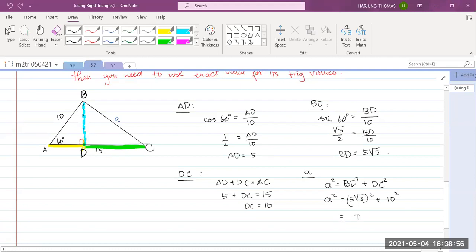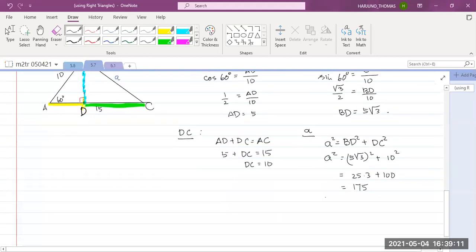That is 75. I get it from here. 5 squared is 25. Radical 3 squared is 3. So that's 25 times 3 plus 100. That's 175. That's 25 times 7. So A equals 5 radical 7.